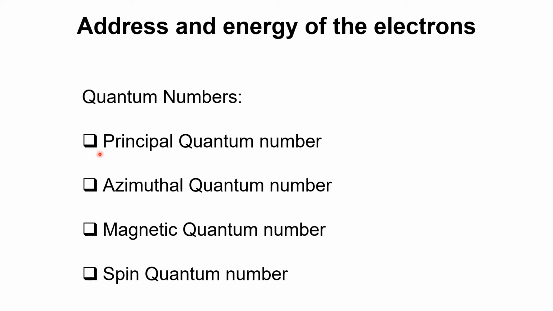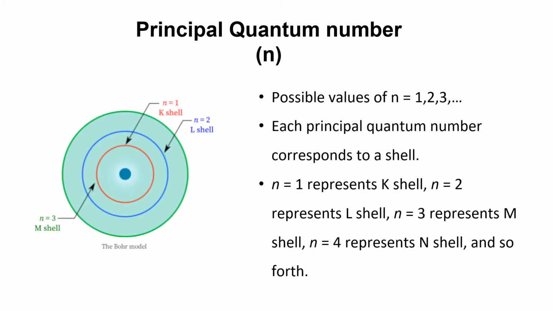The first quantum number is the principal quantum number. Next is the azimuthal quantum number, third is the magnetic quantum number, and the last is the spin quantum number. We will be dealing with all of these one by one. Let's start with the first one, the principal quantum number, which is also represented as small n.